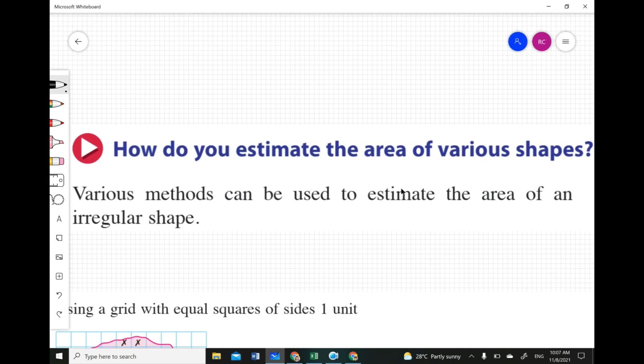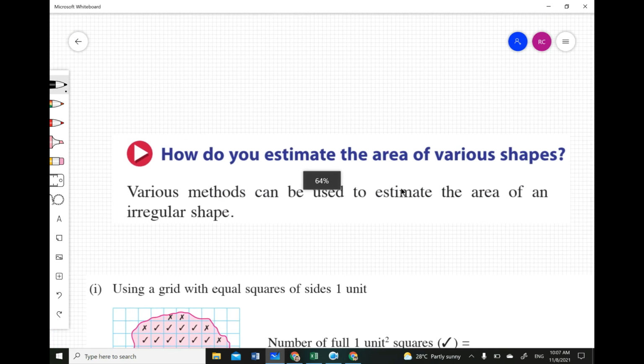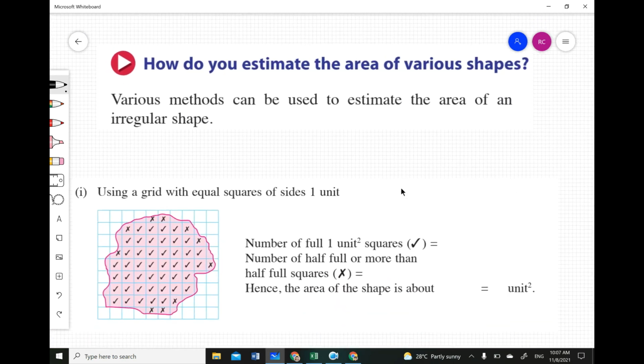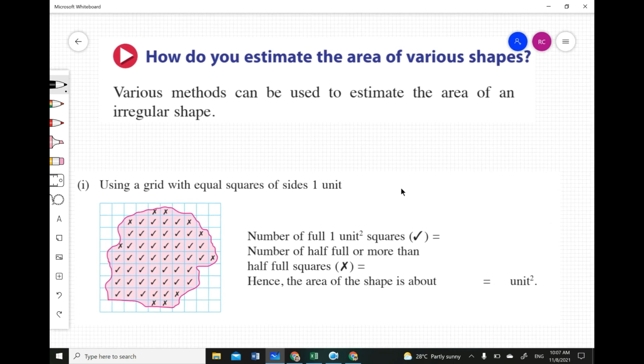First, we are going to learn how to estimate the area of various shapes. I'm sure you have done this before in your science. Various methods can be used to estimate the area of an irregular shape. Previously we learned to find the perimeter, which is the boundary outside the figure. Today we are going to estimate the area, this part over here.